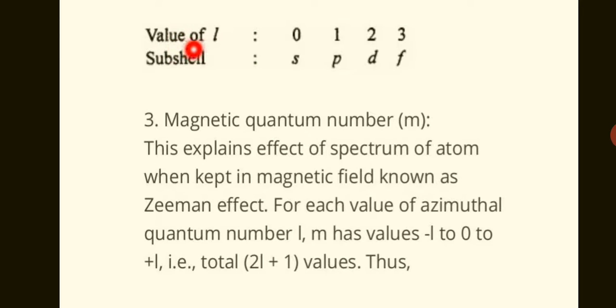Thus, if we take l equal to 0, then the subshell will be the s orbital, and if the value of l is 1, then we'll say p subshell, and if the value of l is 2, then we'll say d subshell, and if the value of l is 3, then the subshell will be f.